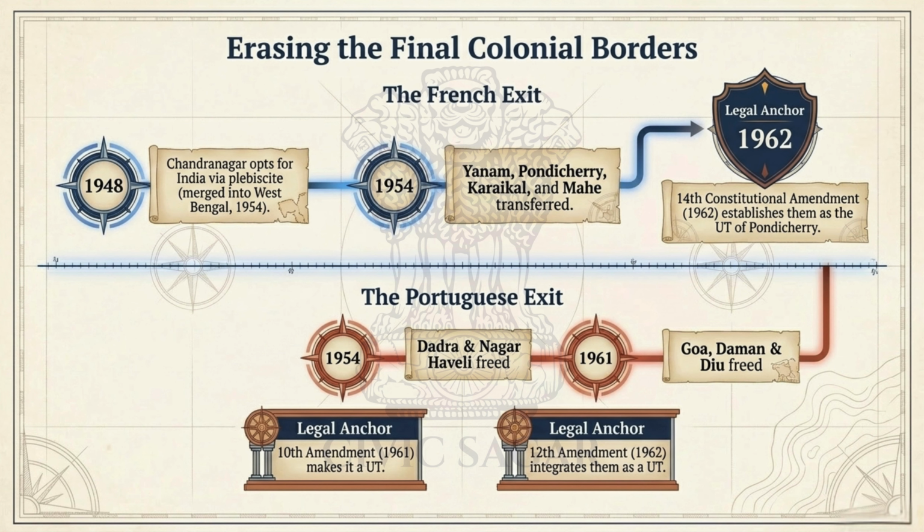Dadra and Nagar Haveli were freed in 1954, followed by the liberation of Goa, Daman, and Diu in 1961. These were formally integrated into the Indian Union via the 10th Amendment in 1961 and the 12th Amendment in 1962, respectively.